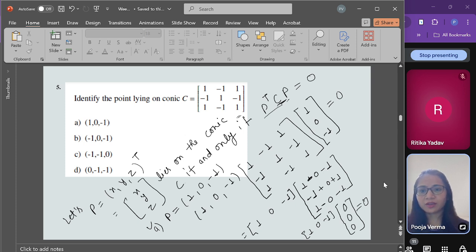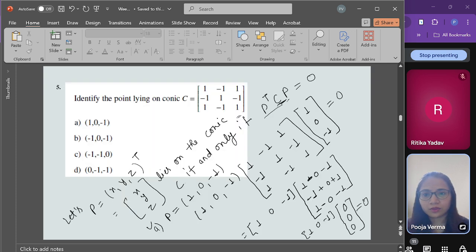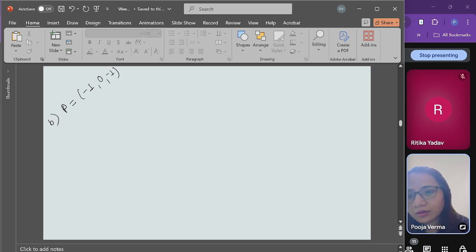Okay, so I'm moving on to the next options. You also solve parallelly, then we can discuss which options are the correct ones. So I'm going to the next option, option B. The point P is given as -1, 0, -1. Now we need to find out P transpose C P, which must be equal to 0. In that case, the point lies on that conic.